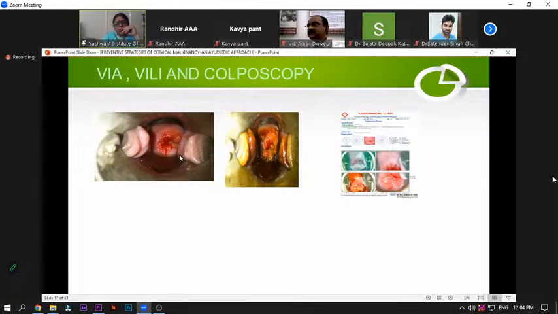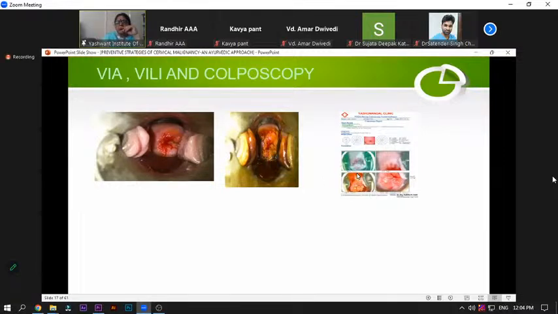So these are simple Cusco speculum visualized pictures of the cervix. This is the cervix. This is the transformation zone. This is after application of acetic acid. You can see some positive white areas. This is a very strong positive aceto-white area. And after the application of Lugol's iodine, you can see the positive area has turned mahogany brown.